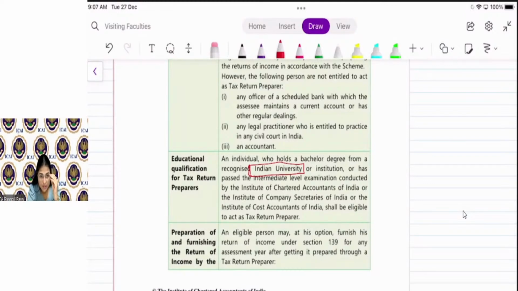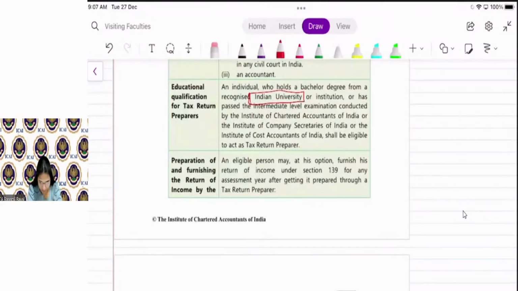Preparation of and furnishing the return by income tax return preparer. An eligible person, that is individual or HUF, at his option, furnish his return of income under 139 for any assessment year after getting it prepared to income tax return preparer.